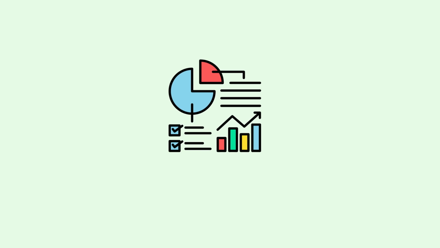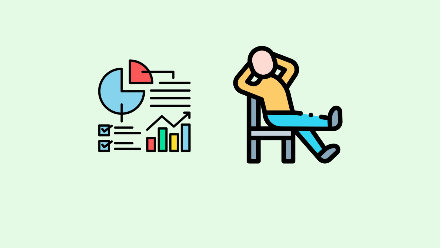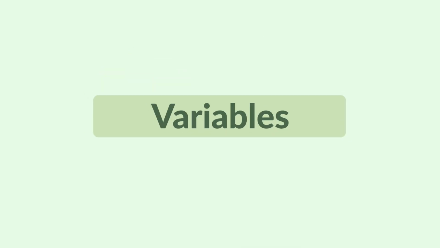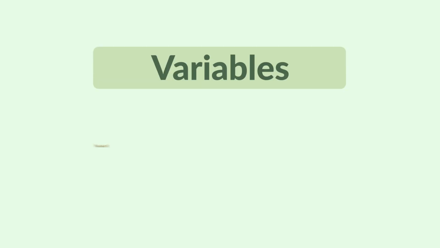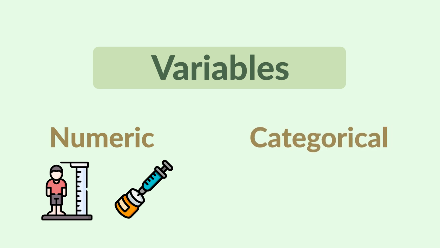Performing statistical tests might seem a little intimidating, but let's make it simple. Effectively, you are going to come across two types of variables in your datasets. Variables can either be numeric, like height of individuals, dose of a particular drug, or it can be categorical, like whether a gene is expressed or not.